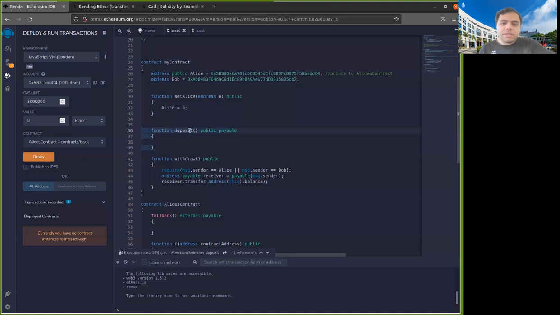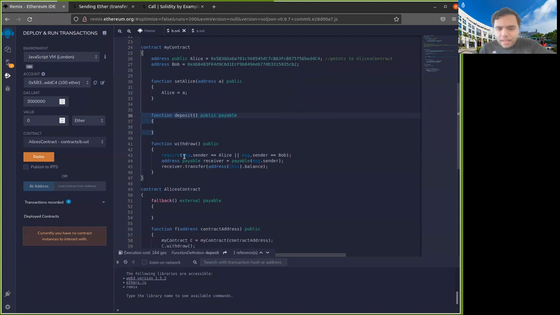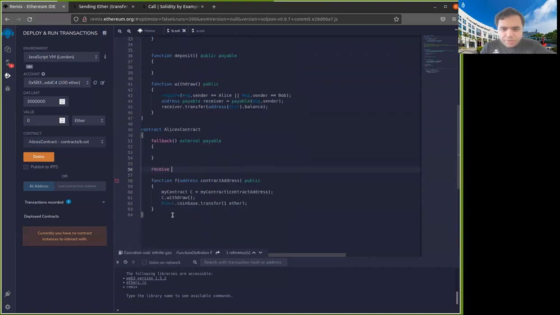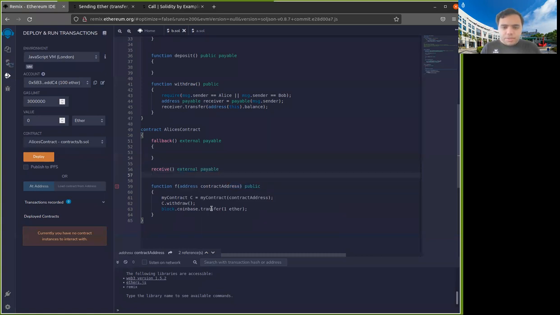So I can't just call it whatever I want. I have to have a standard name. And the standard name that we usually have is receive. So you can just have a function called receive, and it's written like this. And of course, this should be an external function, which means that it can only be called from outside of this contract.